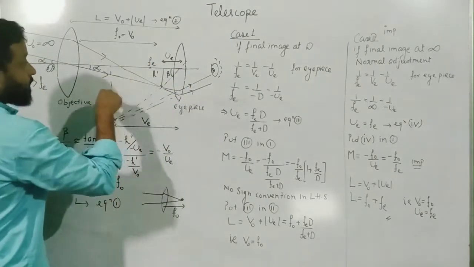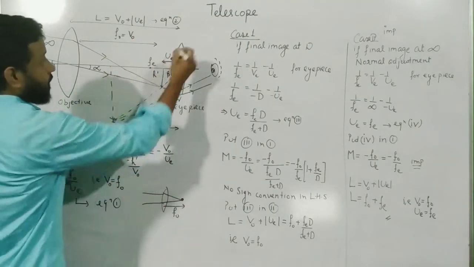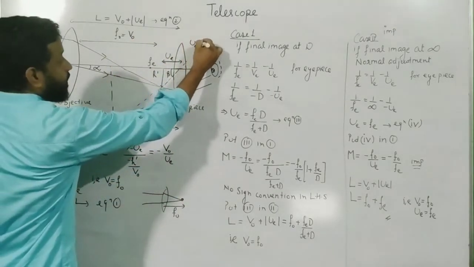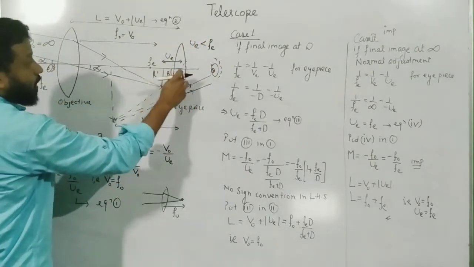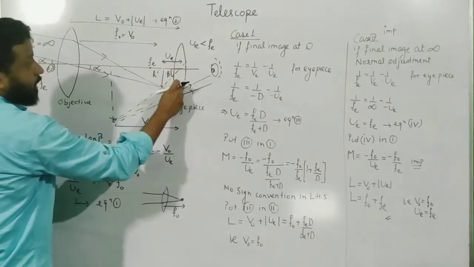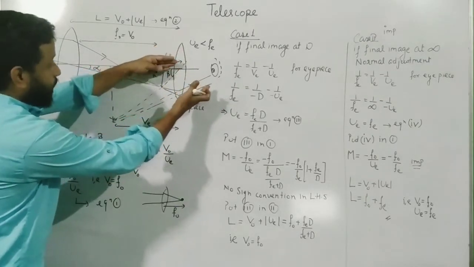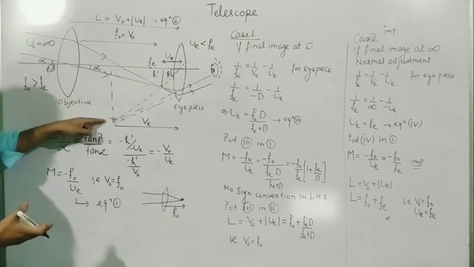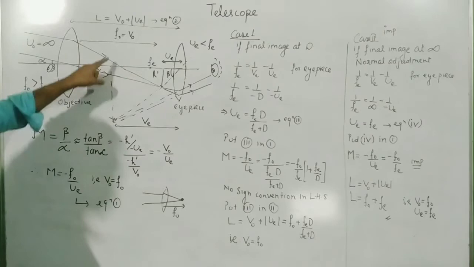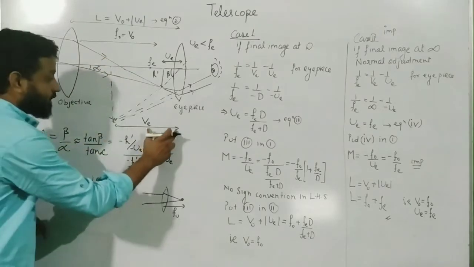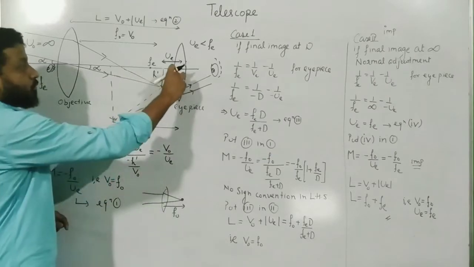Now let us say that when you adjust the length of the telescope, UE becomes less than FE. That means the object for the eyepiece is falling between the focal length and the pole. So the rule says it will form a virtual image, and it will be a magnified image. Let me call this distance the final image distance due to the eyepiece.